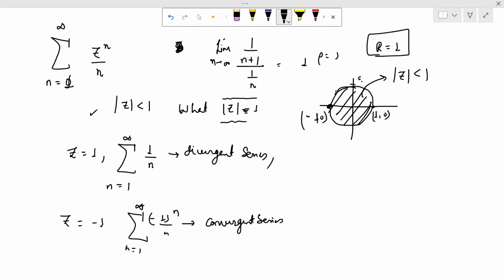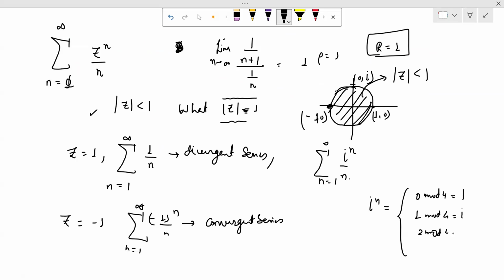If you take z equal to iota, then again, this will be equal to what? This will be the summation n equal to 1 to infinity, iota raised to power n upon n. Now, iota raised to power n is some very different thing. It can assume the form 1 also. It can be iota also. It can be minus 1 also. And it can be minus iota also. So again, this will be a divergent series, because for a series to be convergent, the limiting value should be equal to 0, if you remember.